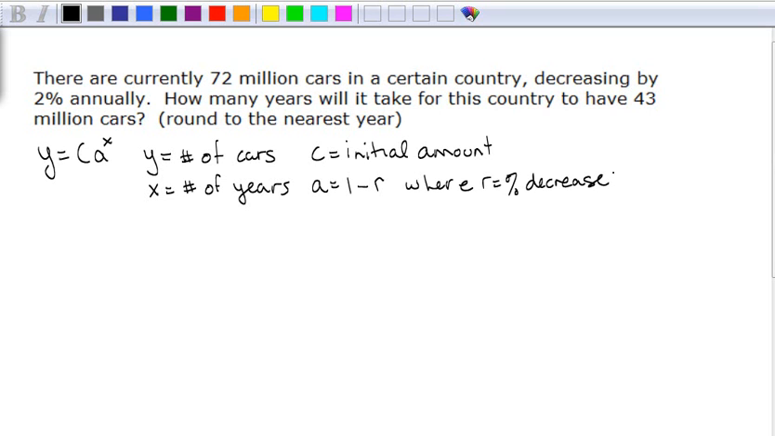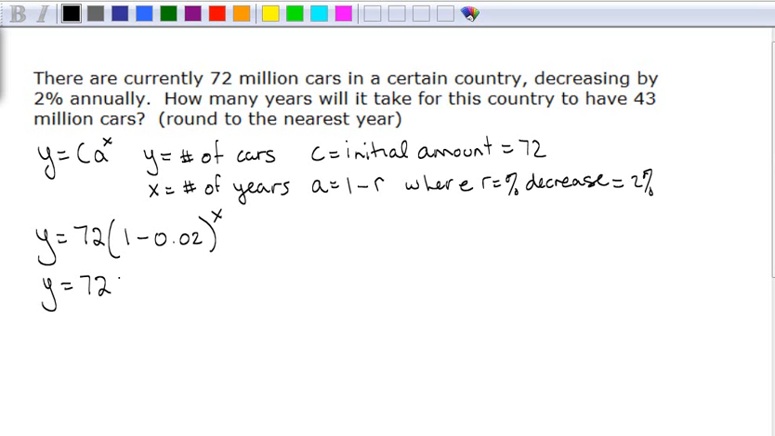Okay, so we have Y equal to the initial amount, which is 72. A and C are constants. X and Y are variables, so we don't have to find those. A, we do have to find, so that would be 1 minus 0.02, because 2% is the percent decrease. This one is given, that's 72. And then we have raised to the X. This can be simplified to 72 times 0.98 to the x.